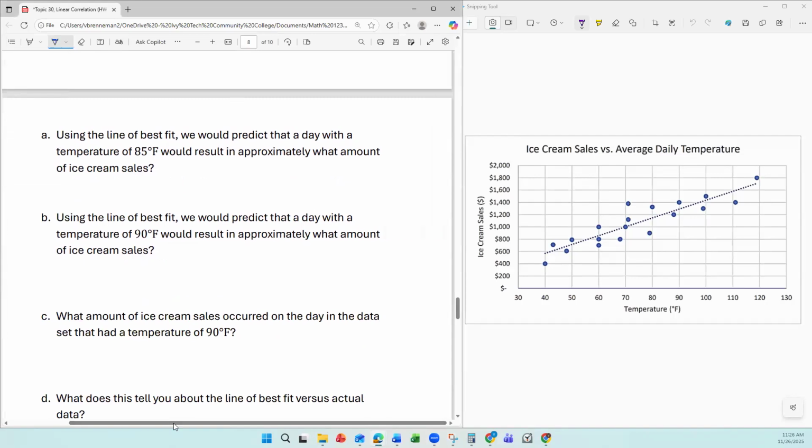So first question, using the line of best fit. That means we're looking at this dashed line, not at the data points. This is going to be an approximation. And Alex, I think they'll usually be multiple choice. I'm looking at 85, so halfway between the 80 and 90 here, seeing where that lines up. So it's right about here, around 1200.